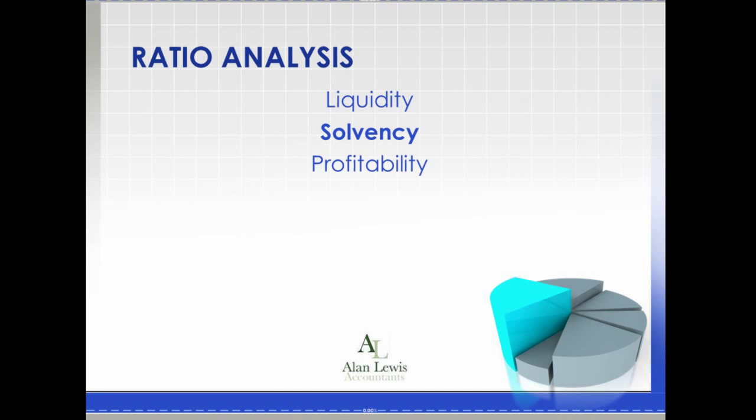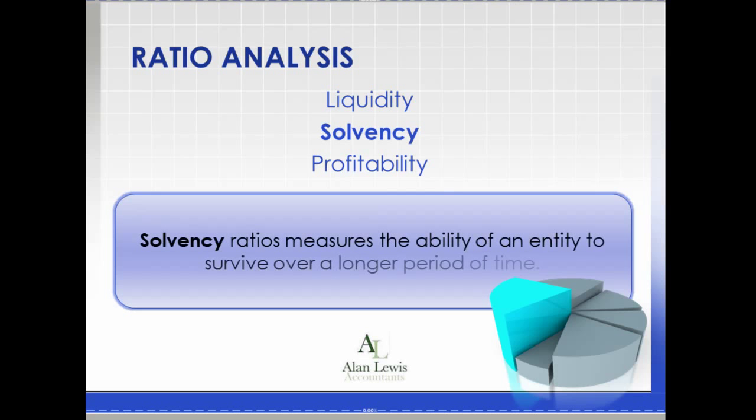Just a quick word on the ratios we look at. They generally fall into three categories: liquidity, solvency, and profitability. And the debt to assets ratio is a measure of solvency, which refers to meeting our long-term expenses.